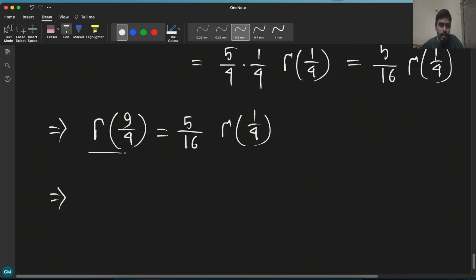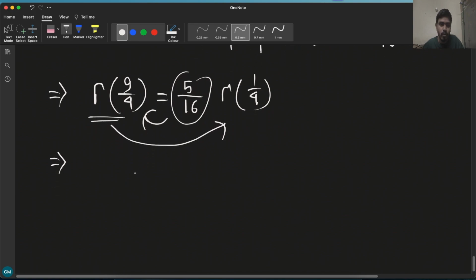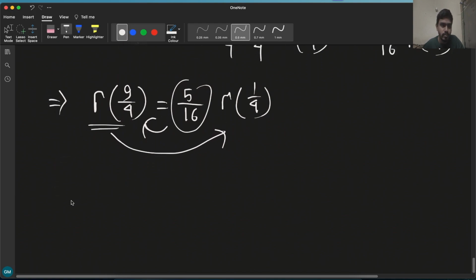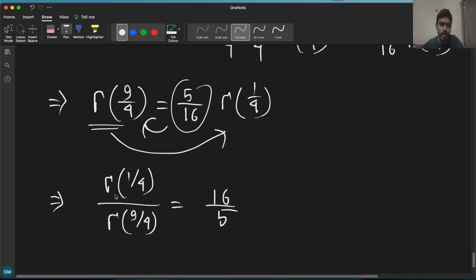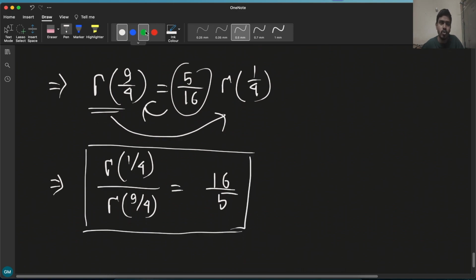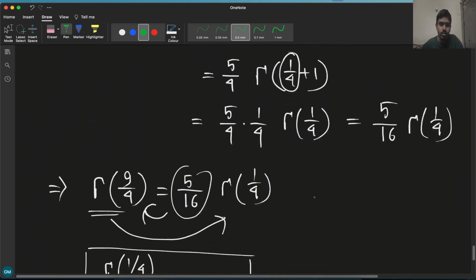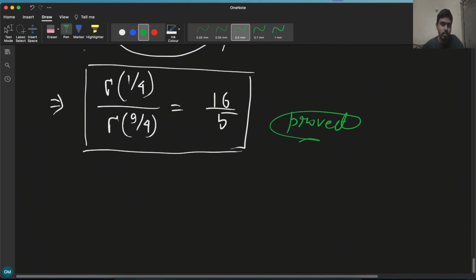Then if I take this to the right hand side and if I take this to the left hand side, then what we are left with is gamma 1 by 4 divided by gamma 9 by 4 equals 16 by 5, and this is what we are asked to show. This is one application of gamma, this recurrence relation.